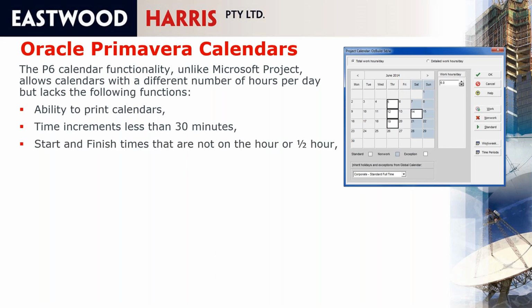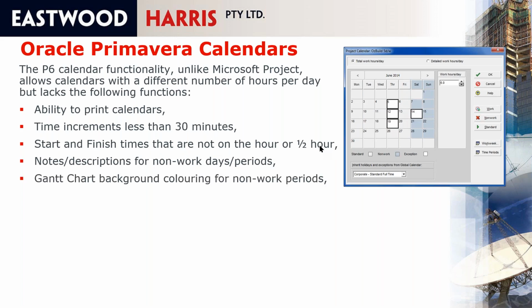It can't have activity start and finish times that are not on the half hour, and this matters on railway possession projects where you take over a site at 10:15 and hand it back at 3:20 and that sort of thing. You can't do that in Primavera P6. It doesn't have notes or descriptions for non-work days, so when you make a day a non-work day, you can't put notes or descriptions on them.